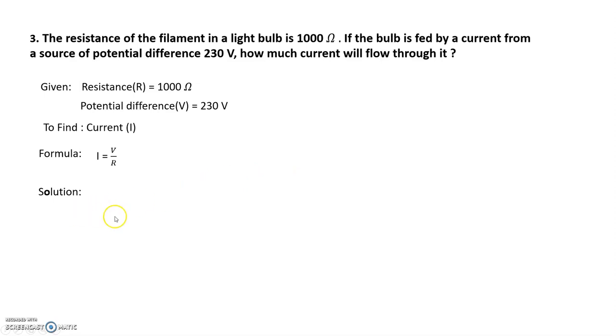Now, we have to do the solution. That is, we'll substitute the values. I is equal to 230 upon 1000.